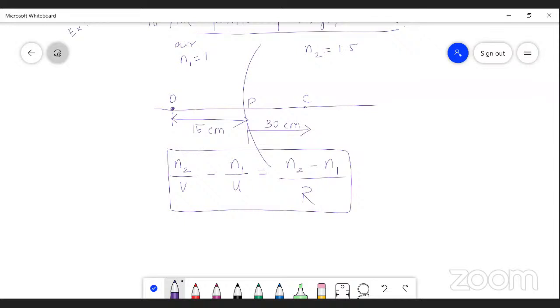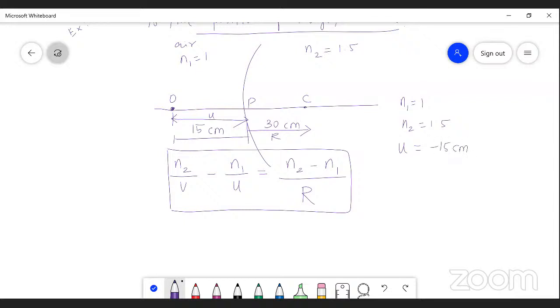Textbook problem: n1 is equal to 1, n2 is equal to 1.5, and the object distance is 15 centimeters. I mean, this is the distance between the object and the pole. Its value is u, u is 15 centimeters. The distance between the pole and C is the radius of curvature R. First of all, apply the sign convention. n1 is equal to 1 because of the reference medium, this is air, and n2 is equal to 1.5. And what is the object distance? The object distance is equal to minus 15 centimeters.